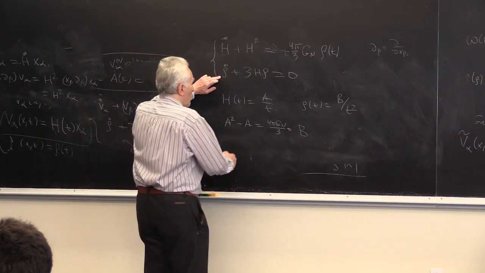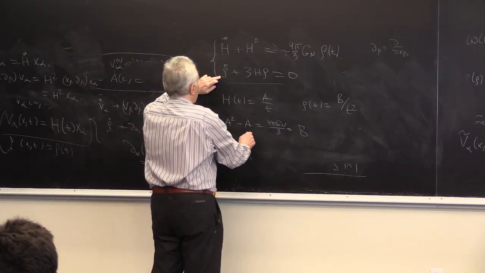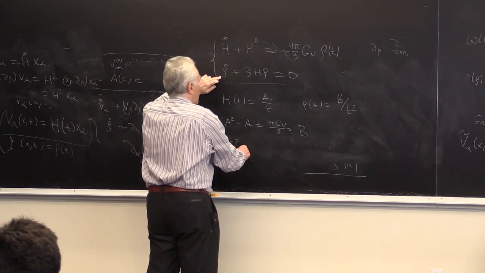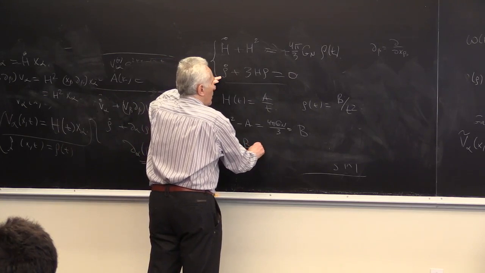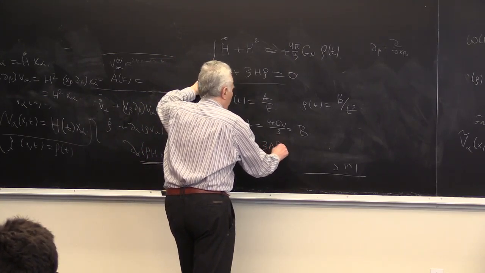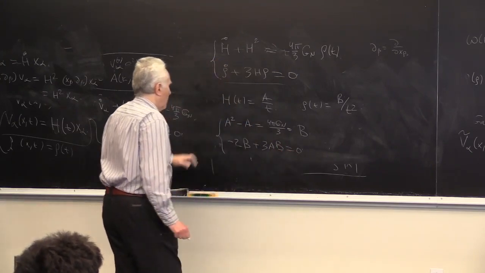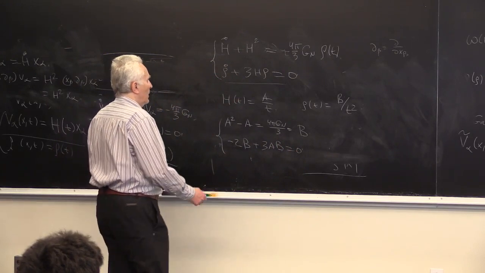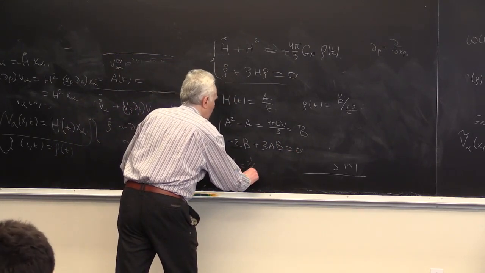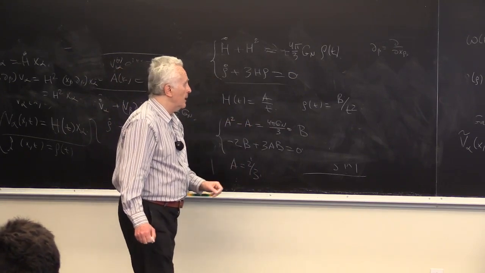And here we will get also a quite simple result: minus 2b plus 3ab is equal to 0. So we conclude that a should be equal to 2/3. And you calculate b from this thing.